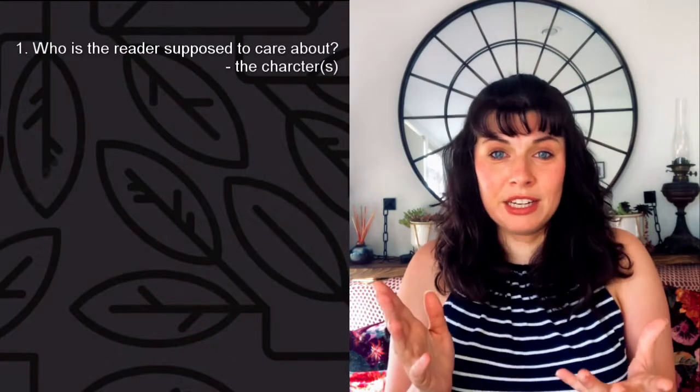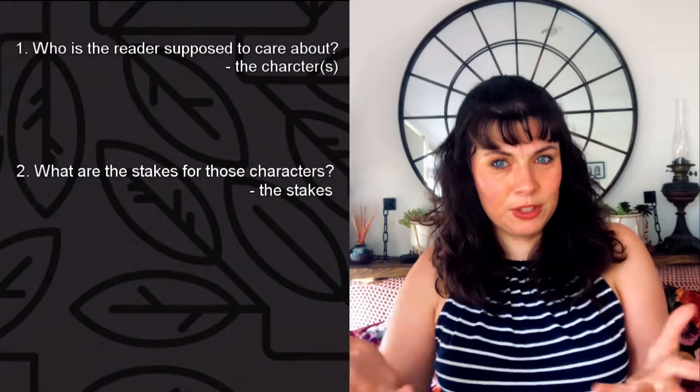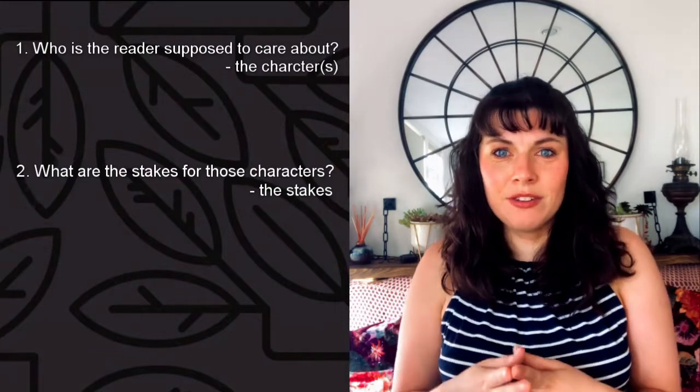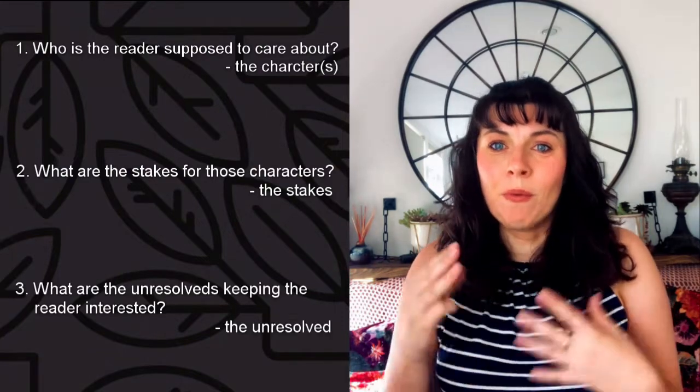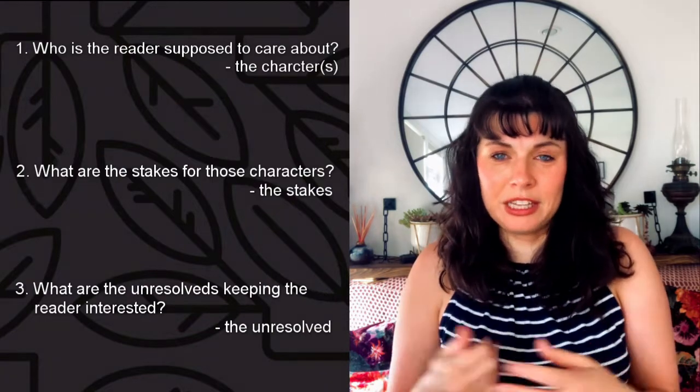To do this, there are 3 key questions you need to ask of this point in your story. First of all, who is the reader supposed to care about? Secondly, what are the stakes for those characters the reader is supposed to care about? And thirdly, what are the unresolved curiosities that should be keeping the reader hooked at this stage?